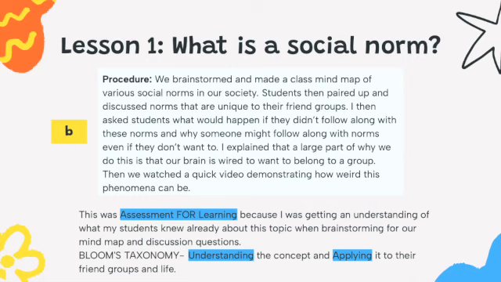This was an assessment for learning because I was just getting an understanding of what my students already knew about the topic when we were brainstorming for our mind map and discussion questions. And for Bloom's taxonomy, this was understanding the concept and applying it to their friend groups.